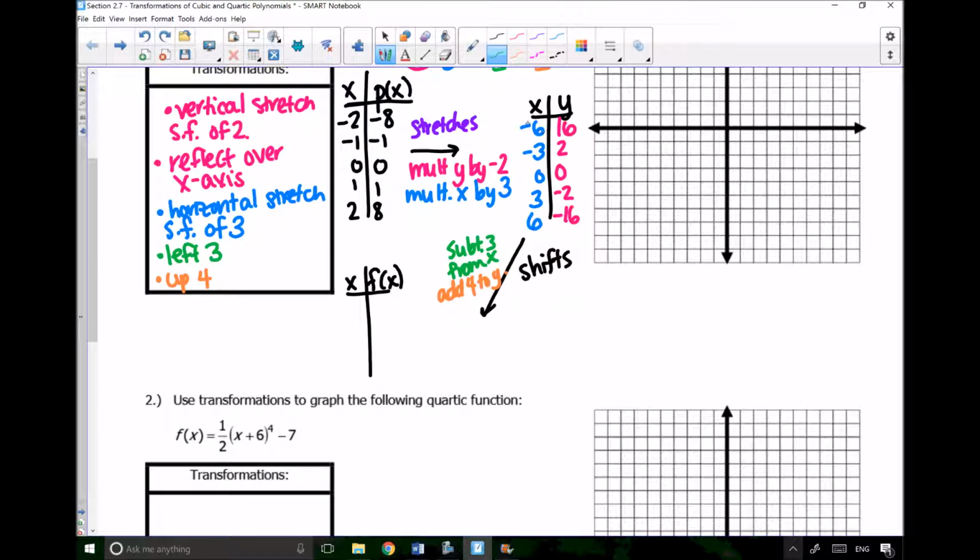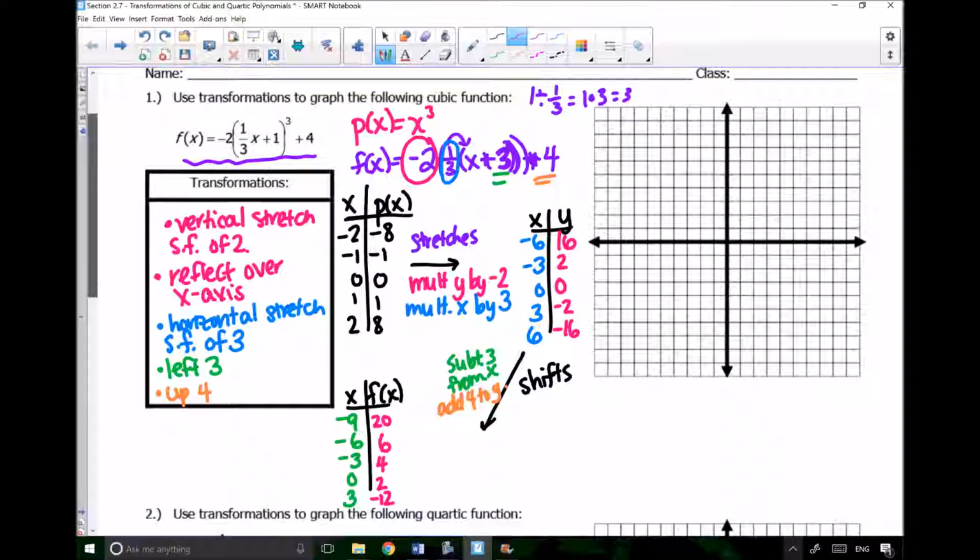So every time I see an x, I'm going to subtract 3 from that value. So this -6 becomes -9, -3 becomes -6, 0 becomes -3, 3 minus 3 is 0, and 6 minus 3 is 3. Okay, and then for my y values, it says add 4 to y. So the 16 becomes a 20. The 2 right here becomes a 6. The 0 becomes a 4. The -2 becomes a 2. And the -16 becomes a -12.